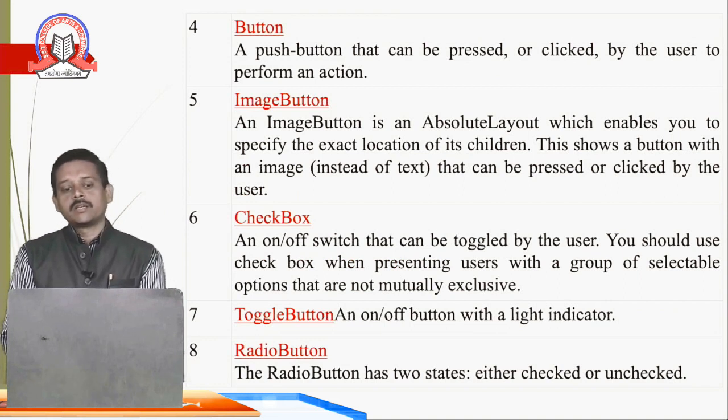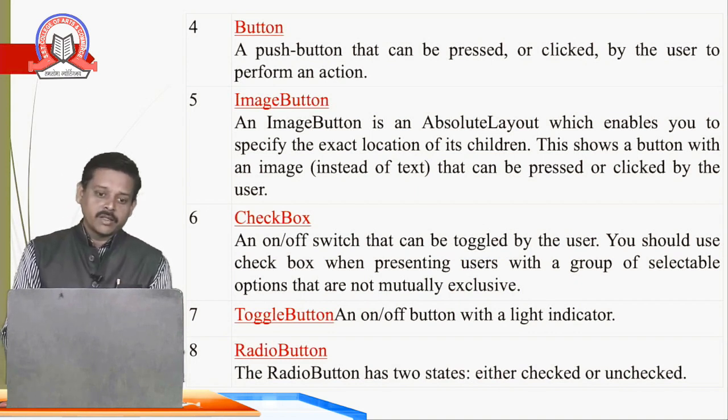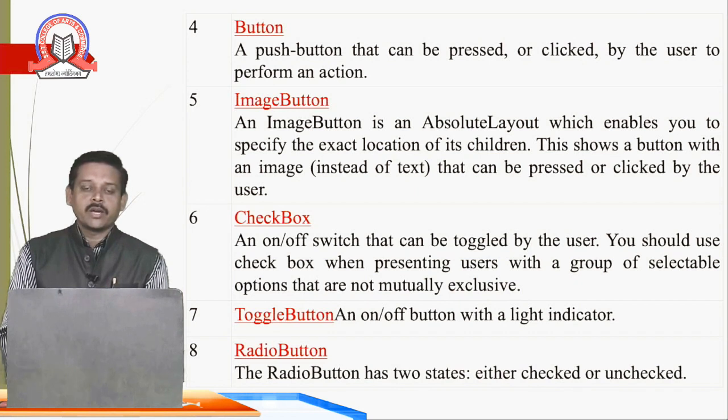Then the next UI control is button. These are nothing but the push button, and this push button can be pressed or clicked, or a user can touch it. By this we can call a particular method when that action or that event has happened.